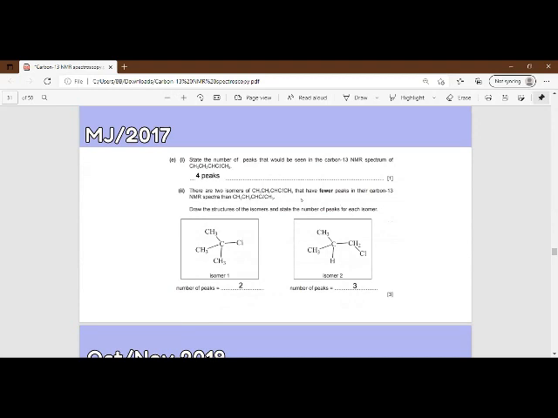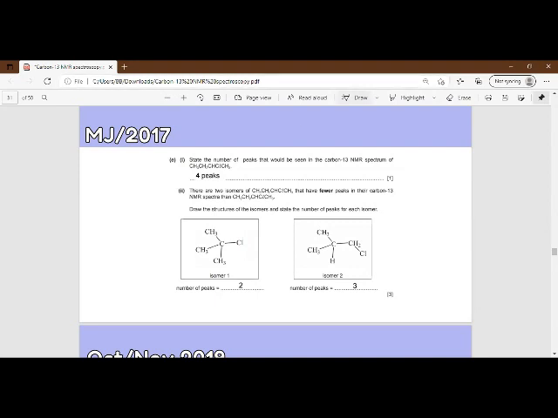And if you guys can't visualize it, you have to draw it and check each carbon, whether they have the same carbon environment or different. Then moving on to part 2, where there are 2 isomers that have fewer peaks in the carbon NMR spectrum than the previous one. They already bolded the word fewer. So basically it has to be fewer than 4 peaks, so it's 3, 2, or 1 if possible.